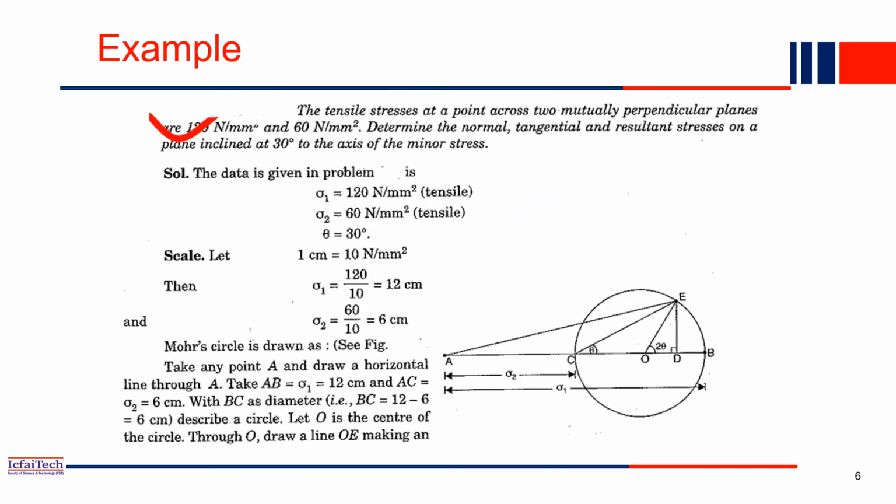So now let's solve a problem quickly regarding the Mohr's circle. What is the example here? The tensile stress at a point across two mutually perpendicular planes. So you can consider two mutually perpendicular planes, this is one plane, this is another plane. One plane has 120 Newton per mm square tensile stress, so sigma 1 is given as 120, and on the other perpendicular plane the tensile stress is given as 60.